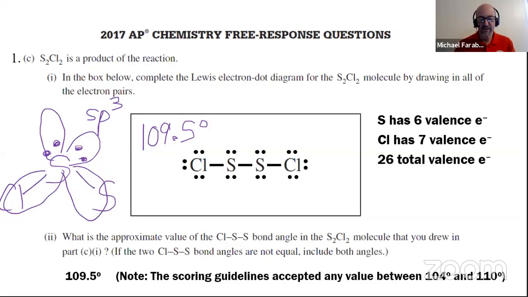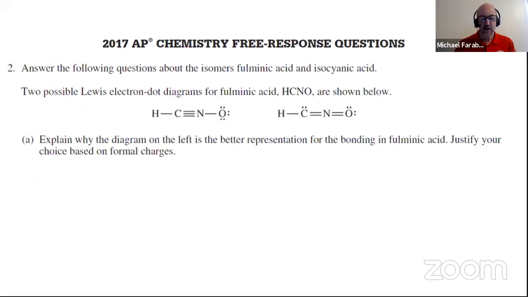All right, moving on to our next question. We have 2 Lewis electron dot structures for something called fulminic acid, hydrogen, carbon, nitrogen, and oxygen. They have already given us that the diagram on the left is the better representation. Justify your answer based on formal charges.